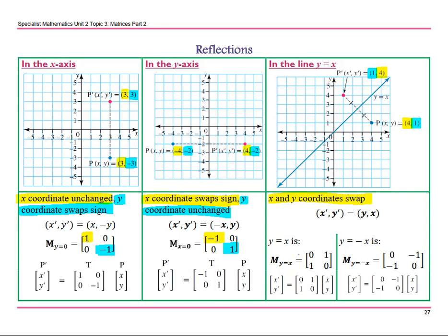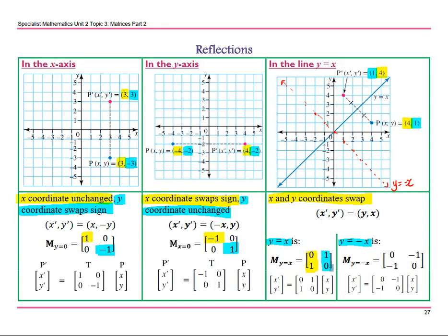Now, you also have to take into account whether it's in the line y equals x or the line y equals -x. Realize that y equals -x is on the opposite diagonal. So that would be y equals -x. If it's y equals x, we simply swap our coordinates. So you can see the 0 for x and the 1 for y, and then the 1 for x and the 0 for y.